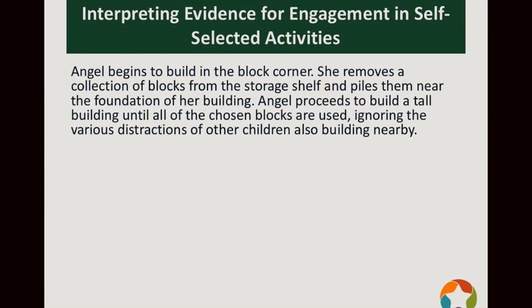We'll stay with self-selected activities. Angel begins to build in the block corner. She removes a collection of blocks from the storage shelf and piles them near the foundation of her building. Angel proceeds to build a tall building until all of the chosen blocks are used, ignoring the various distractions of other children also building nearby. So let's figure out where Angel is along the self-selected activities construct progression.